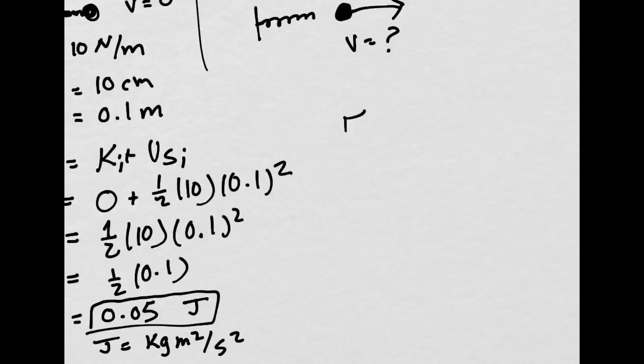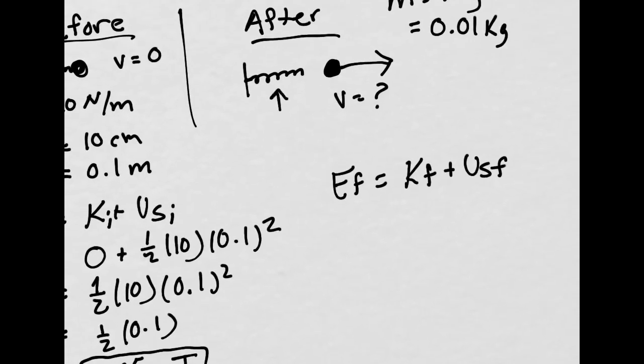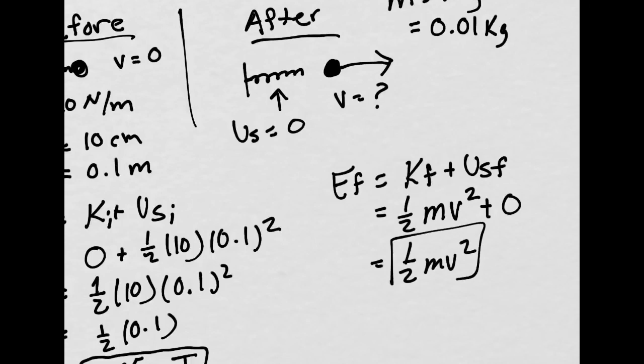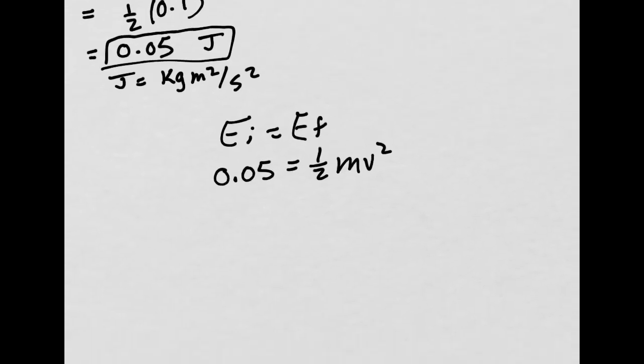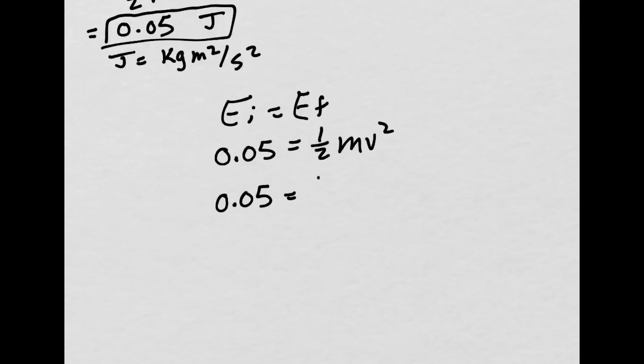So our final energy is equal to our final kinetic energy plus our final spring energy. Since the spring is no longer being touched, US here is 0. So our final energy is just 1/2 mv squared plus 0, 1/2 mv squared. So using the law of conservation of energy, EI equals EF. 0.05 is equal to 1/2 mv squared. 0.05 is equal to 1/2 times our mass of the ball, 0.01, times v squared.